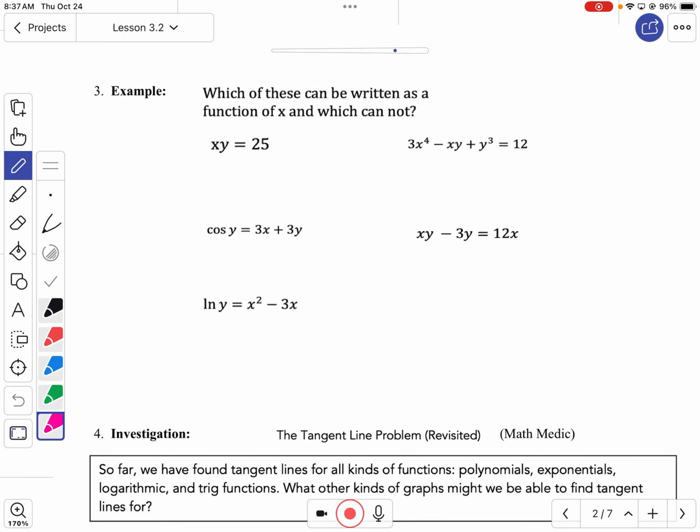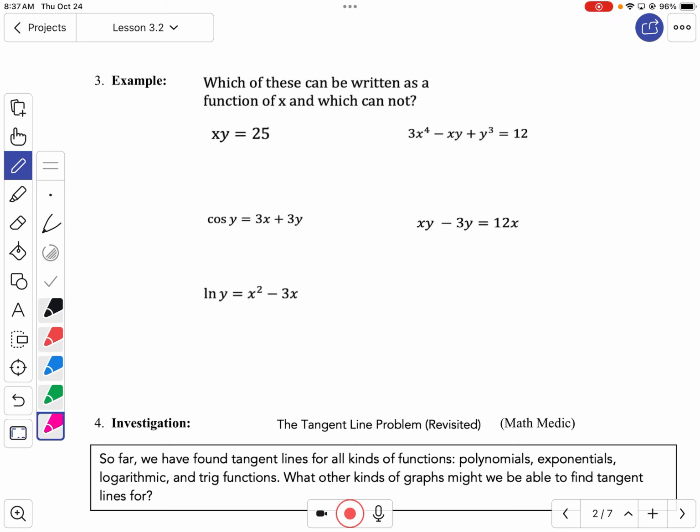Okay, so let's look at these. These are fun. Play with these a little bit. Which ones could you solve for y? Could you rewrite them as a function of x? Might have to get creative. Y'all hate that when I say that, don't you?